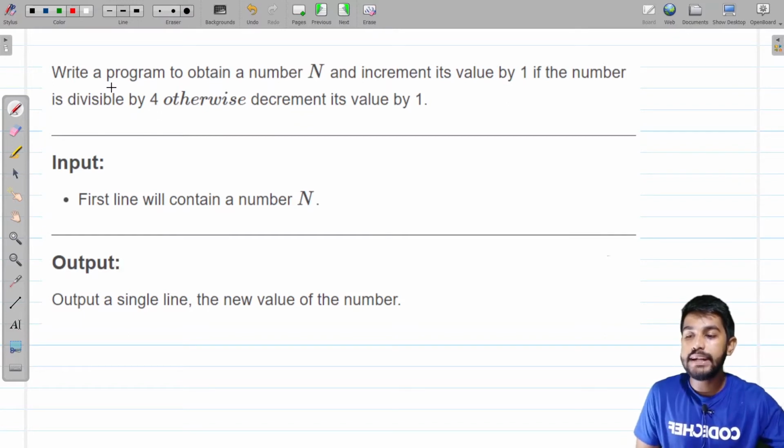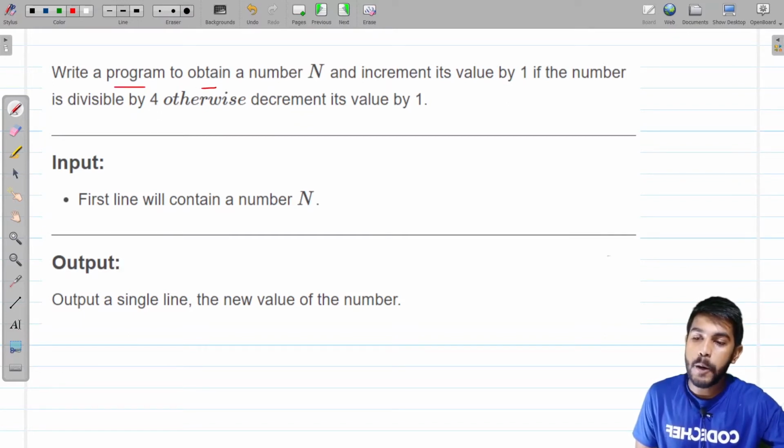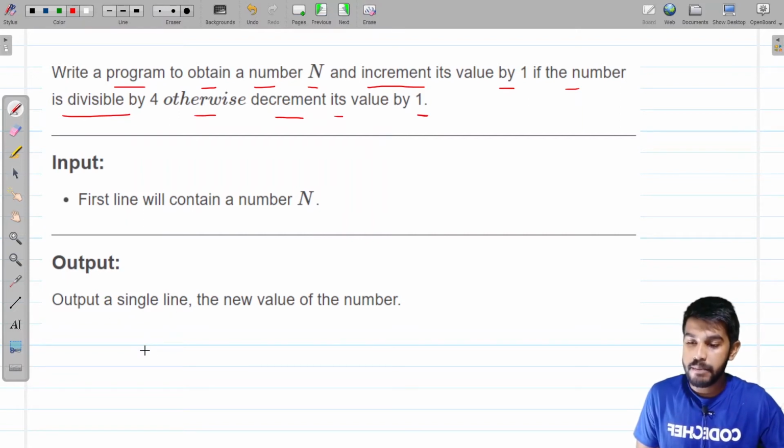Okay, we need to write a program to obtain a number n and increment its value by 1 if the number is divisible by 4, otherwise decrement its value by 1. Suppose the number is 8. 8 is divisible by 4, so 8 would be incremented to 9 and 9 would be our answer.